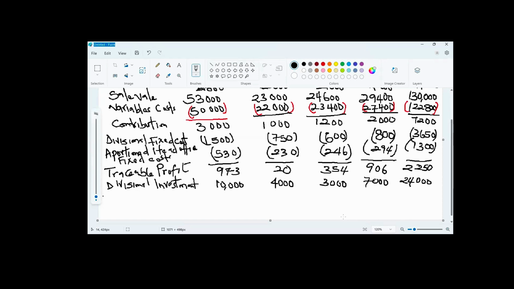We can now calculate return on investment. This is equal to our traceable profits divided by divisional investments, multiplied by 100. Please work this and give us the figure. The traceable profit for Lagos is 970, not 973. Thank you for the correction.